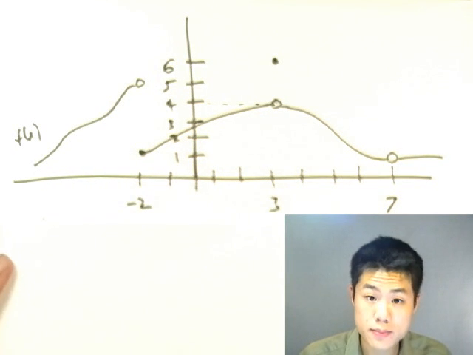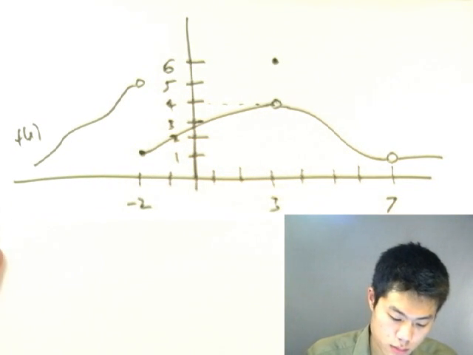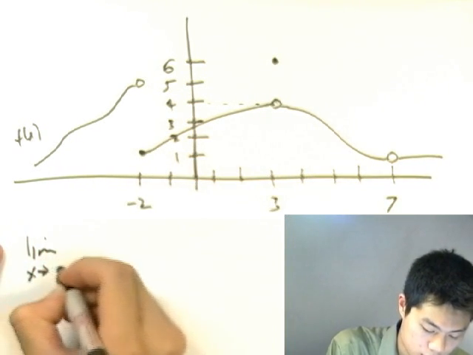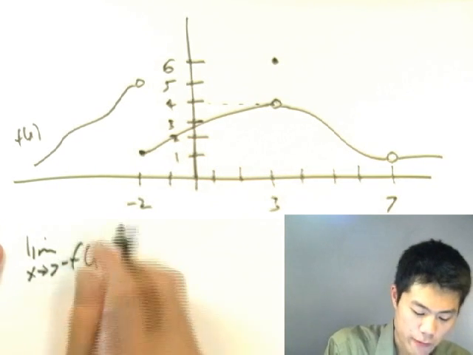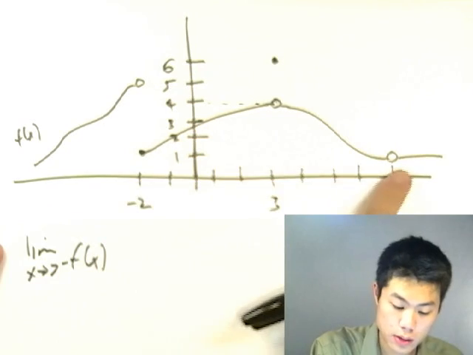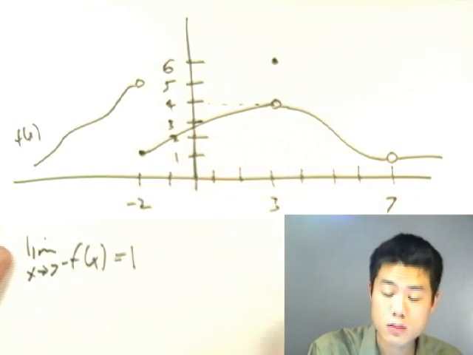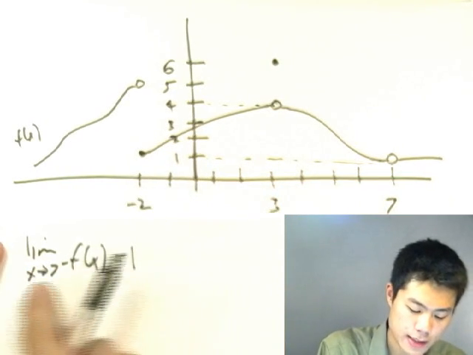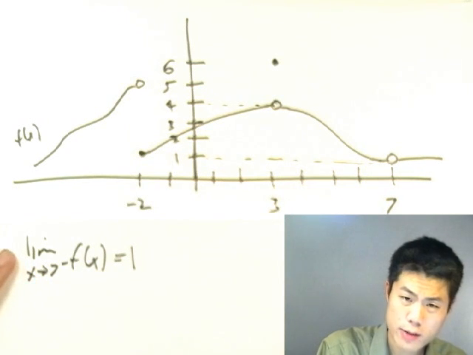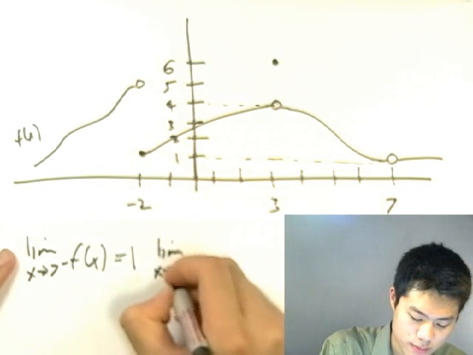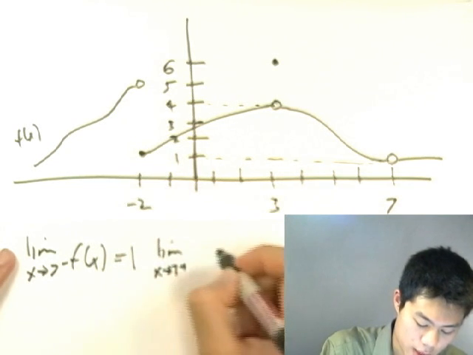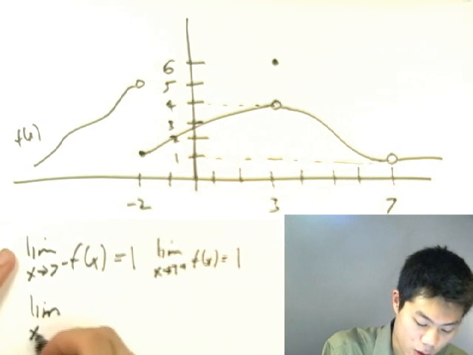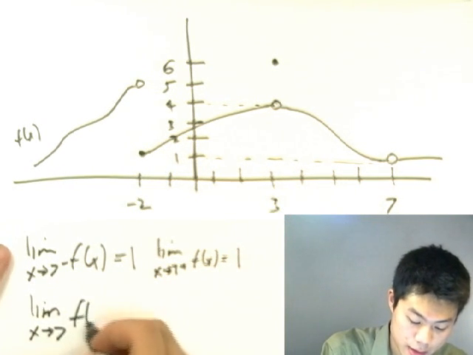And lastly, let's work with this point here. Same story, almost. Limit of f of x as x approaches 7 from the left is equal to what? 1. The limit of f of x as x approaches 7 from the right is equal to 1. Because the left-hand limit and the right-hand limit are equal to each other, the limit does exist and it's equal to 1.